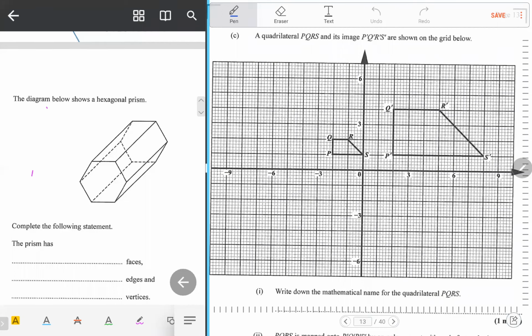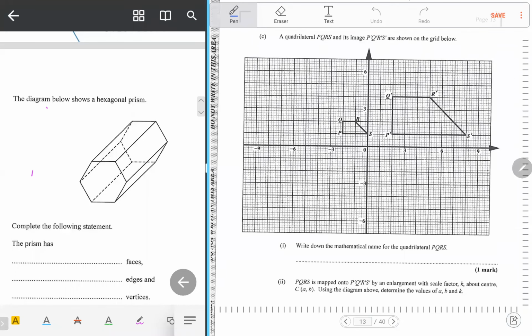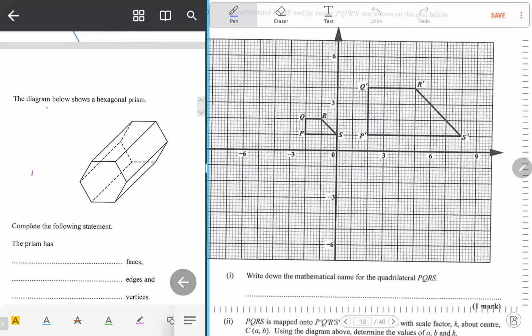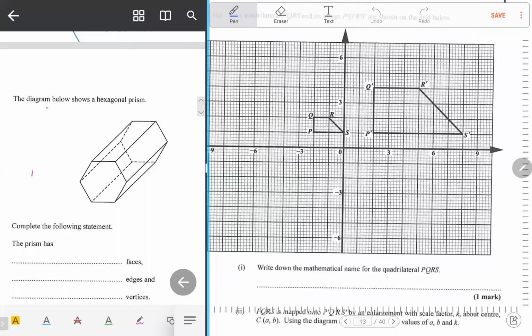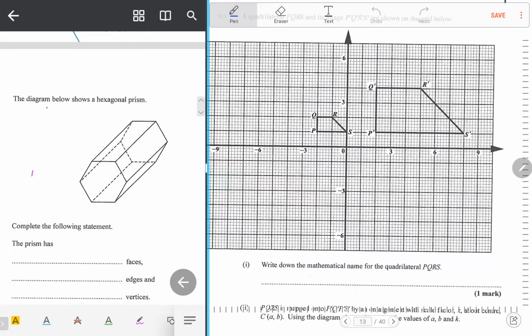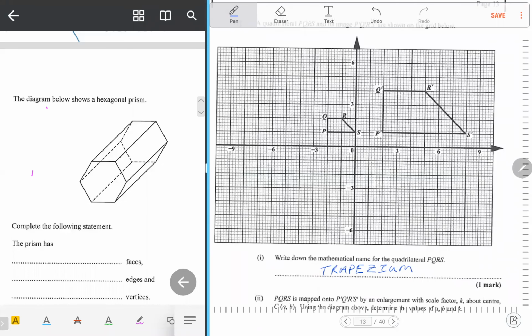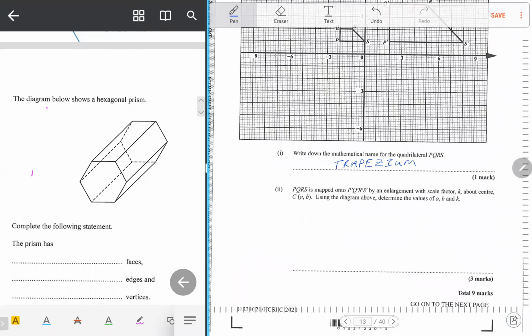The question says quadrilateral PQRS and its image P prime, Q prime, R prime, S prime are shown on the grid below. It says write down a mathematical name for the quadrilateral PQRS. Clearly, that's a trapezium, right? It has one pair of parallel sides, so let's write that: a trapezium. Very good.